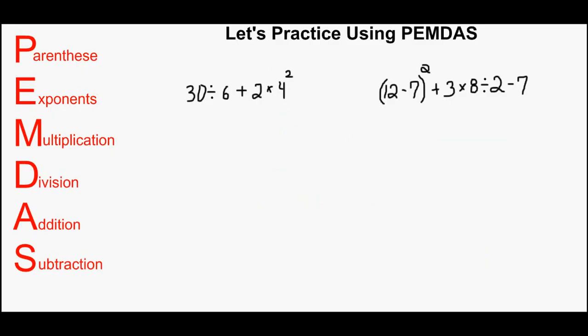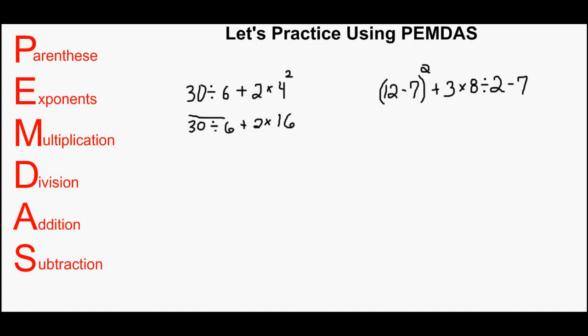Let's practice evaluating expressions using PEMDAS. The expression 30 divided by 6 plus 2 times 4 squared does not contain any parentheses, so I will go to the next step, exponents. 4 squared is 16. Again, it is very useful to stay organized by writing out everything that is still in the expression before continuing. Our next category is multiplication and division. Again, these are done in the order they appear from reading left to right.